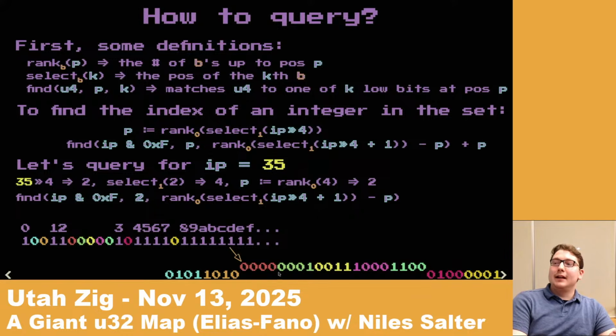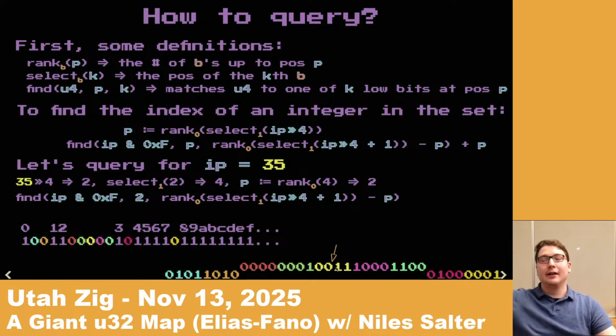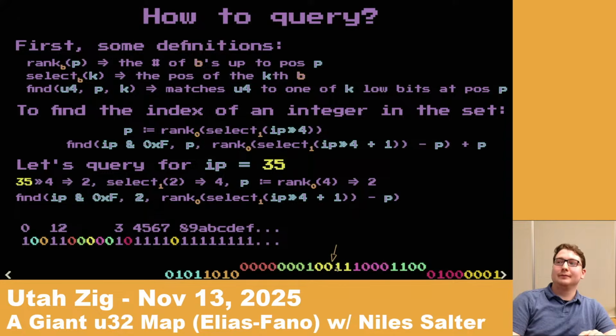Now, this slice has all of the U4s in it. We want to know which one of them we are, because this will tell us what index we are in the set. So this would be 0, 1, 2, 3, 4. So this would be the 4th value in the set. We could go look at our array at index 4 for some associated data. So that's what we're doing.